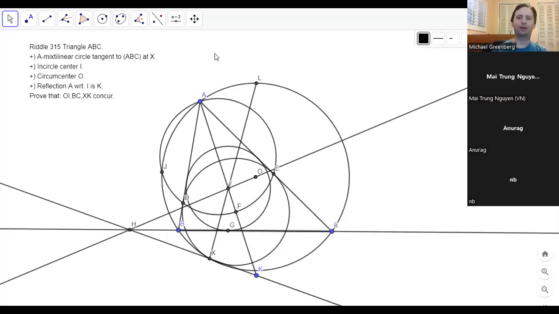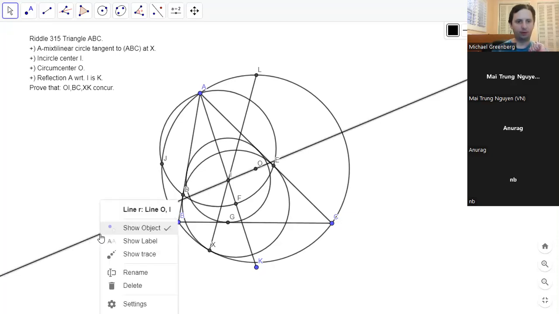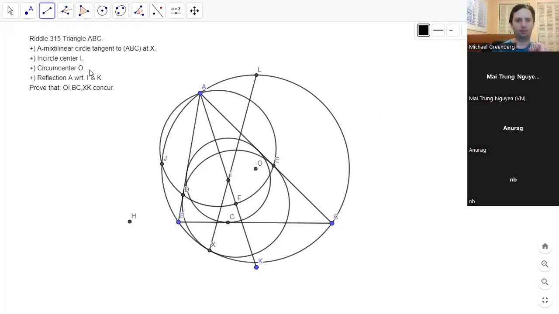Oh, you're right. XK is not tangent. You're right. So yeah, we don't actually know these concur, but I'm just going to draw it if it helps. Yeah, we know this is perpendicular.